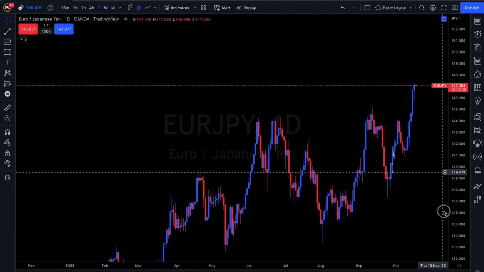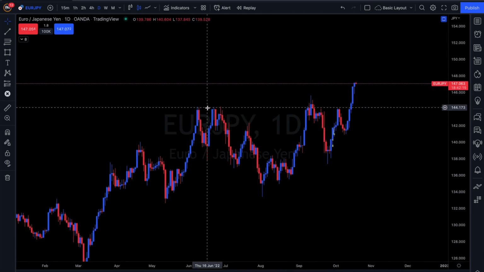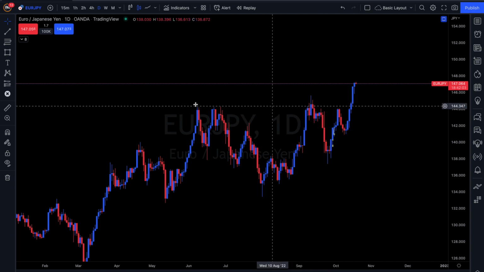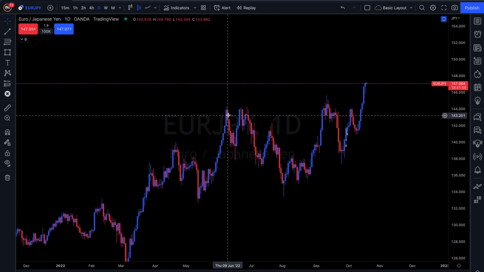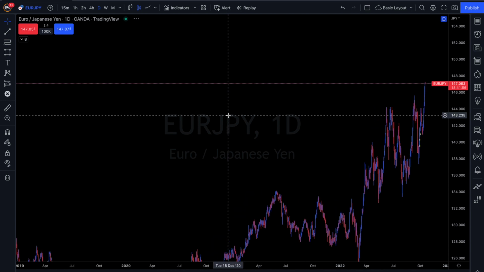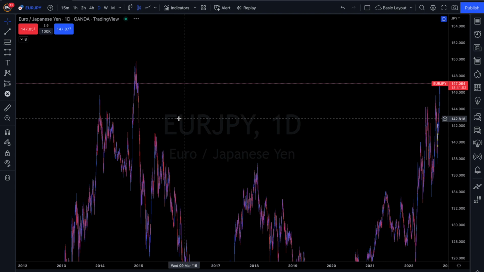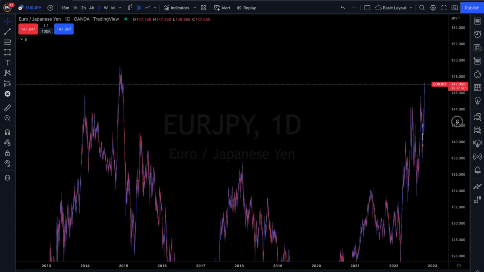So here is EURJPY on the daily time frame. I want you to notice the same thing that we just talked about on EURUSD, which is these highs here back from June, July, and then also this high here from back in the beginning of September. Okay, we've pretty much cleared these highs right now. So if we keep going back, we're going to have to go all the way to 2015 to get any kind of structure.